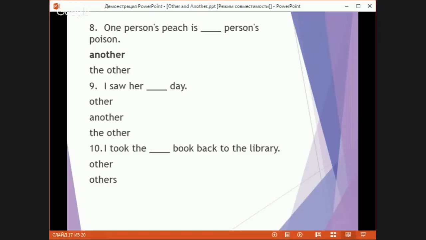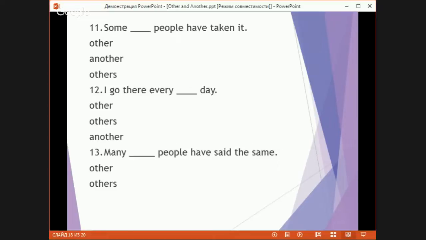I saw her the other day. This is a phrase we say, the other day, like recently. I took the other book, a specific one and singular, back to the library. Next, please.